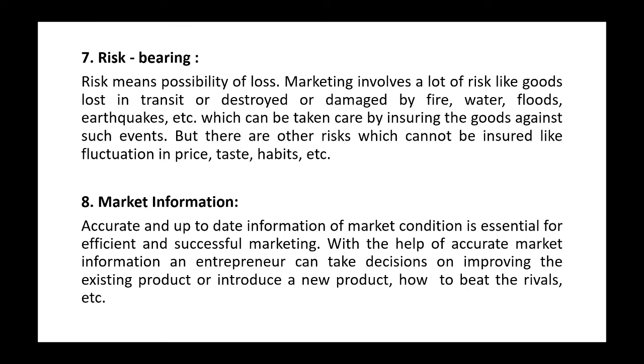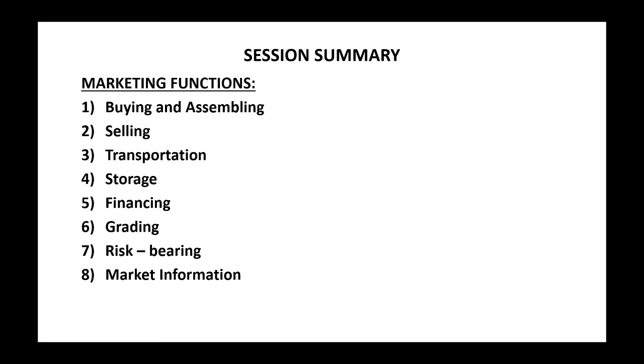Then next is market information. Accurate and up to date information of market condition is essential for efficient and successful marketing. With the help of accurate market information, an entrepreneur can take decisions on improving the existing product or introducing a new product, how to beat the rivals, etc. So finally, these are the 8 marketing functions.